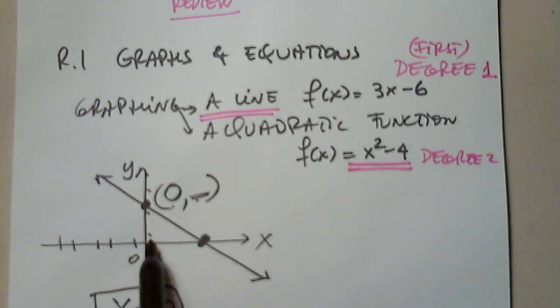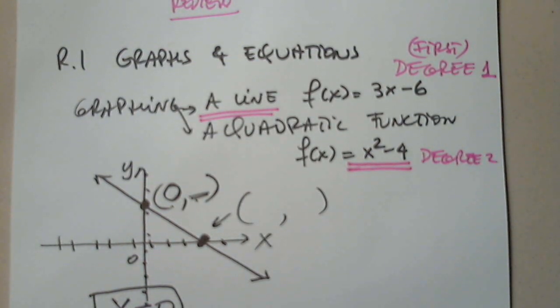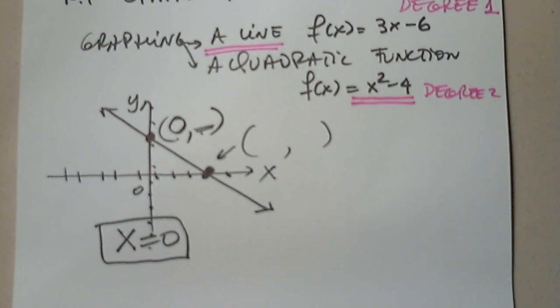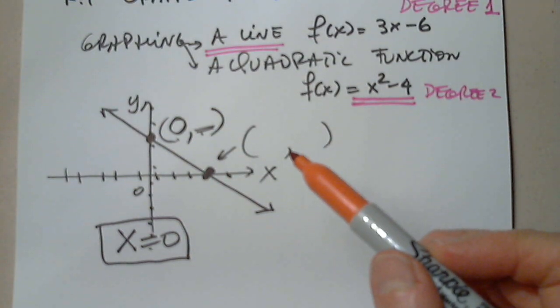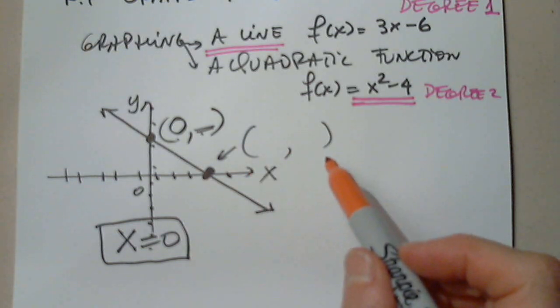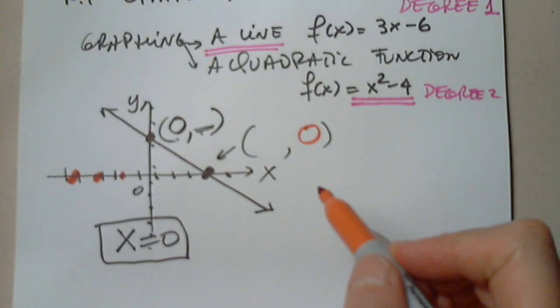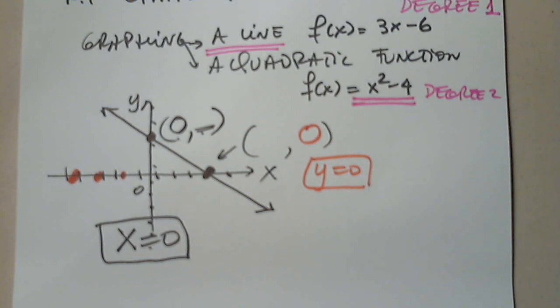What about here? What do we know about this point, which is the x-intercept? Which of these two coordinates do we know always for sure? For this one or this? Y equals 0. Very good. So this line has the equation y equals 0.